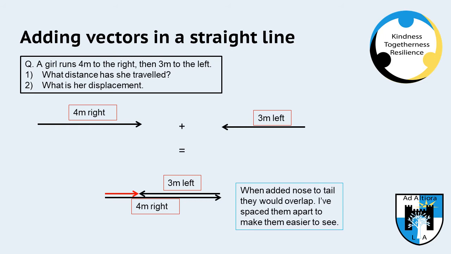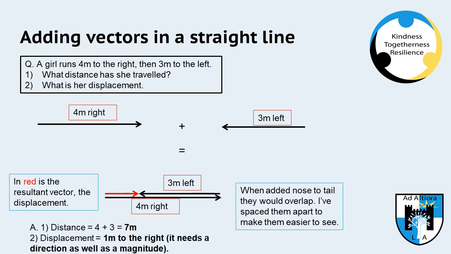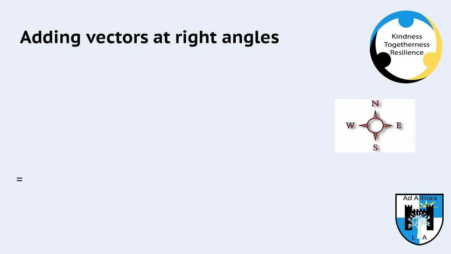Now hopefully you can see from that the displacement is going to be 1 meter from the start to the finish, so therefore it's going to be 1 meter to the right. So the distance part, going back to the question, is just simply 4 meters plus 3 meters. It's just the distance travelled. She's gone 4 meters right and then she's run 3 meters left, so that's a total of 7. But the displacement is going to be 1 meter to the right. So from the start to the finish, she's moved 1 meter to the right.